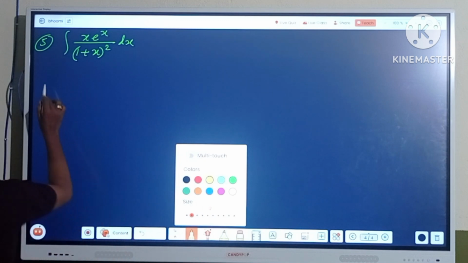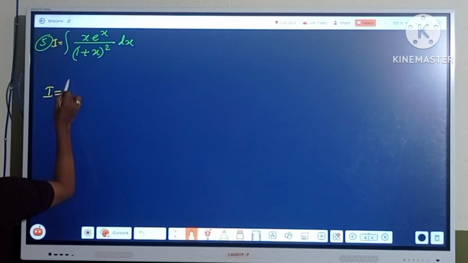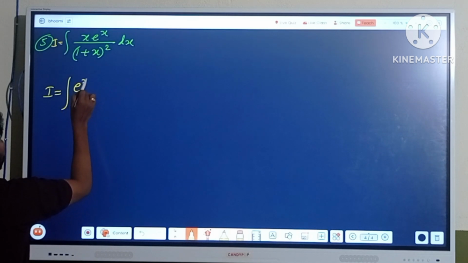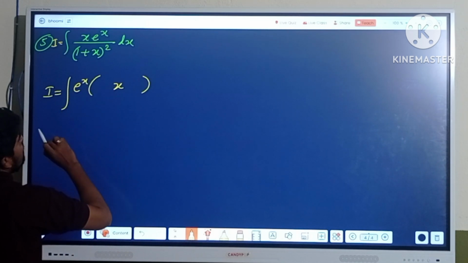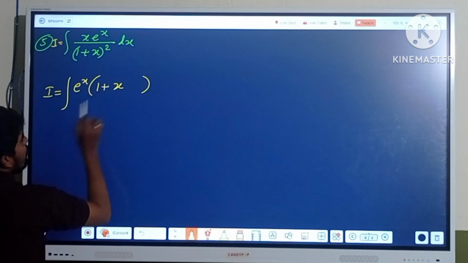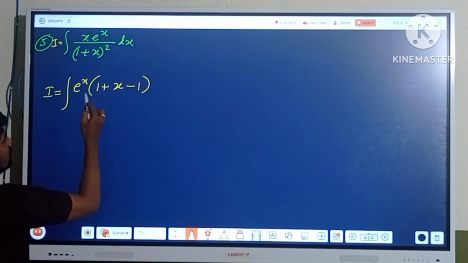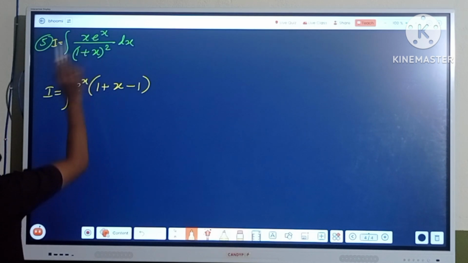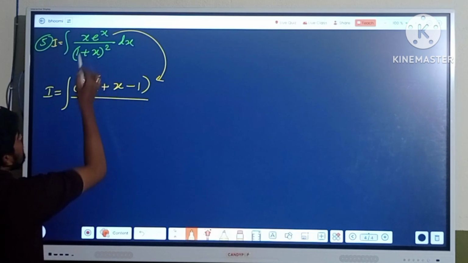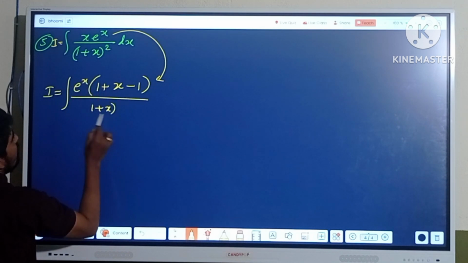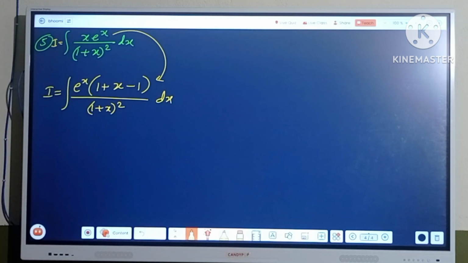So for that, let us consider this is your I, and I can be expressed as integration of e power x into, for the numerator x, add 1 and subtract 1. Same thing, plus 1 minus 1 get cancelled, then x into e power x. So there is no difference between these two. So divided by, as it is, 1 plus x whole square with respect to x. I hope all of you are understanding.